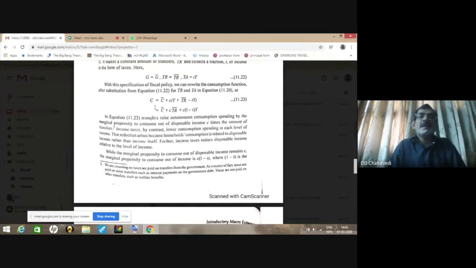We all know that taxes reduce the income of the people, which reduces the consumption of the households, whereas transfers increase the same. That is why transfers are added to the income and taxes are deducted from the income.